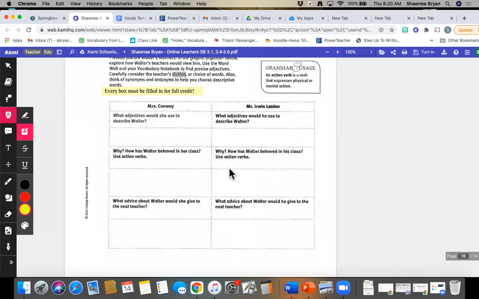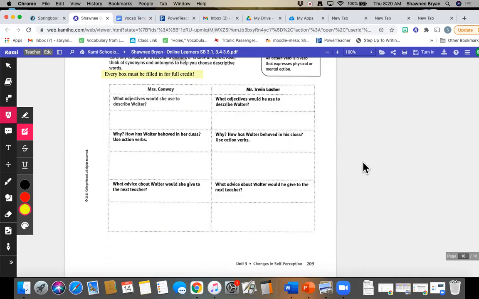The second chart that you are looking at here is no longer talking about Walter, but it is talking about his 2 teachers, Mrs. Conway, who he had in 5th grade, and Mr. Erwin Lasher, who he had in 6th grade. And it goes into some different concepts on the teachers. What adjectives would that teacher use to describe Walter? Why? How did Walter behave in their class? And what advice about Walter would they give to the next teacher? Again, every box needs to be filled in for full credit.